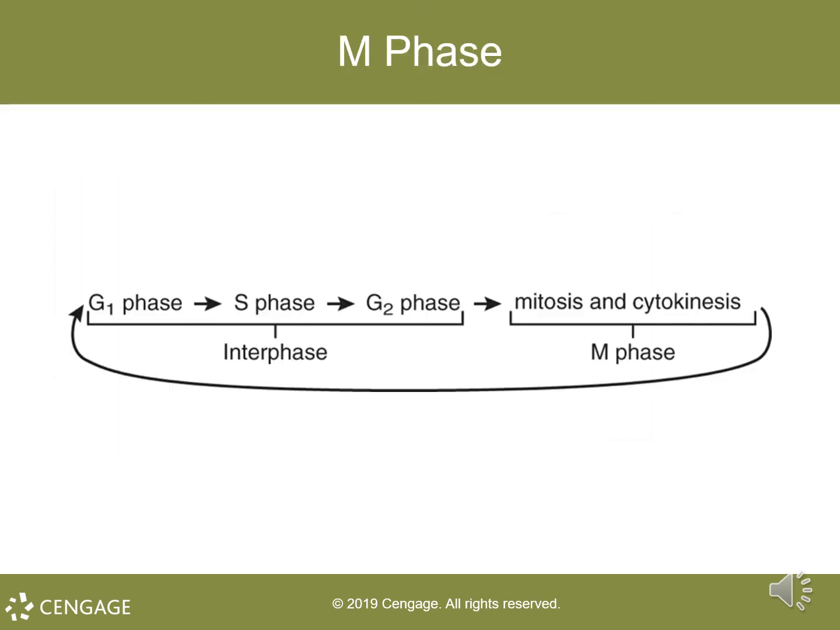So M phase includes 2 main processes, mitosis and cytokinesis. Mitosis is a nuclear division that produces 2 nuclei containing chromosomes identical to the parent nucleus. So mitosis is going to be that division of the nucleus.